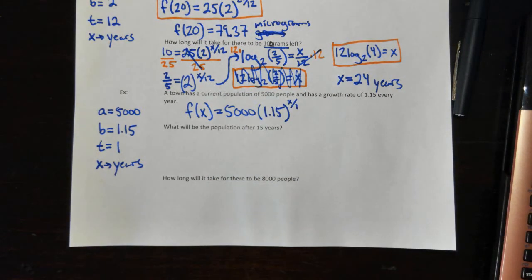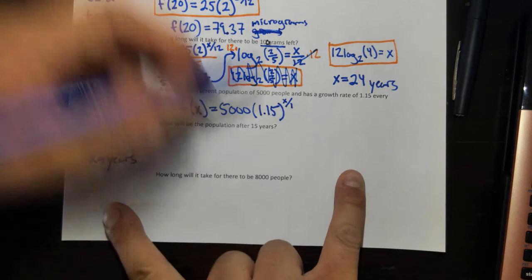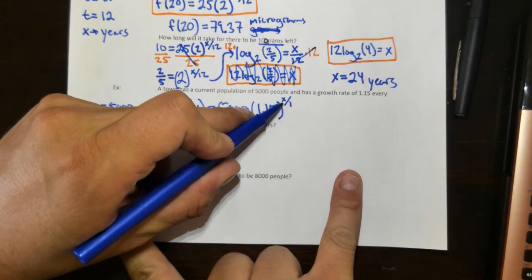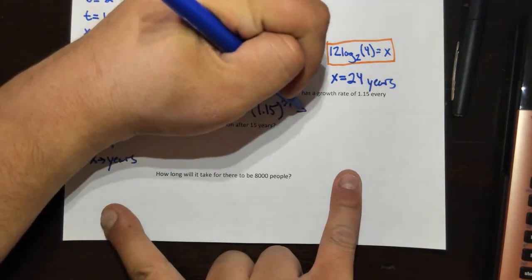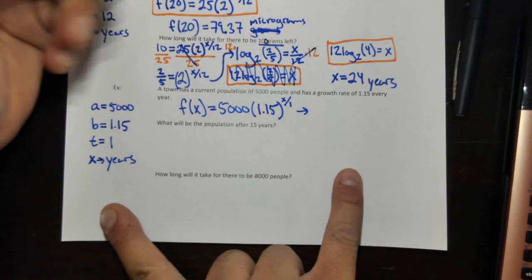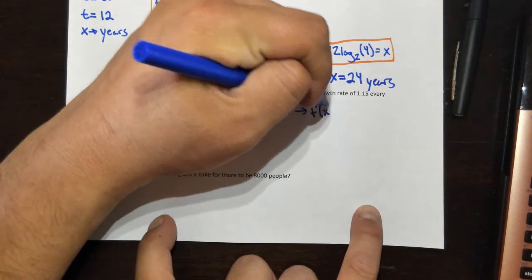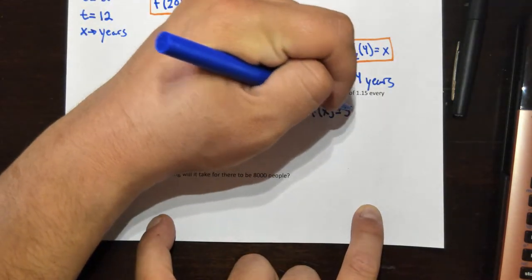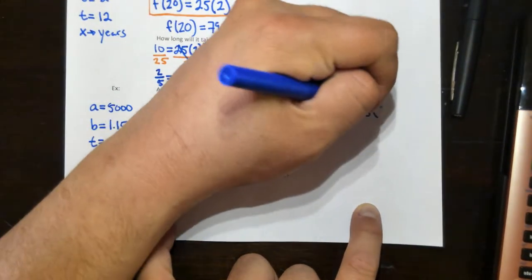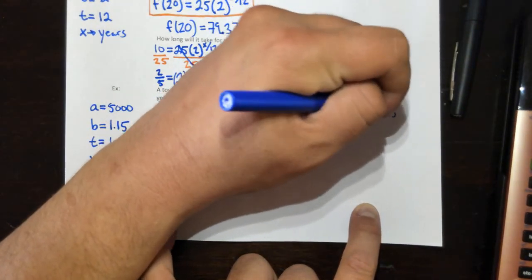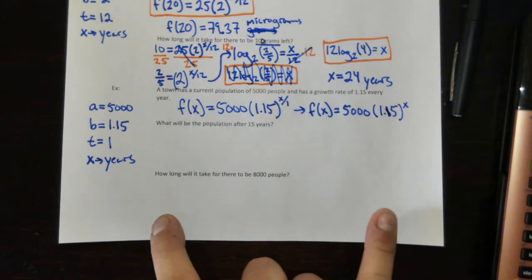All right. And can we simplify this? Yes, we can. X over the 1 power is the same thing as just saying to the x power, right? Because everything is technically over 1. So we can write f of x, because it's just going to make our math one step quicker later down the line. So 5,000 times 1.15 to the x.